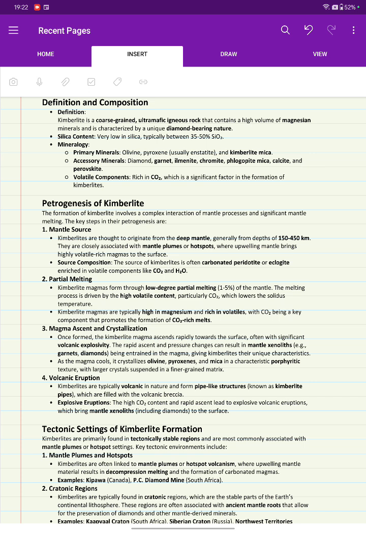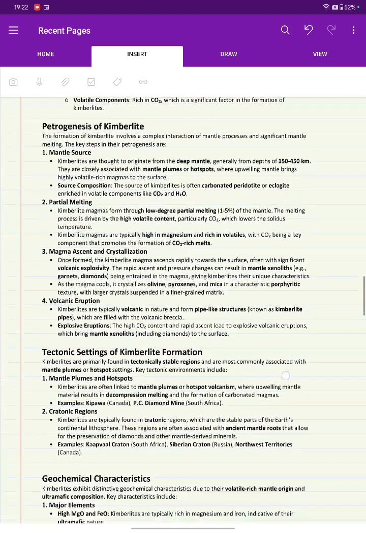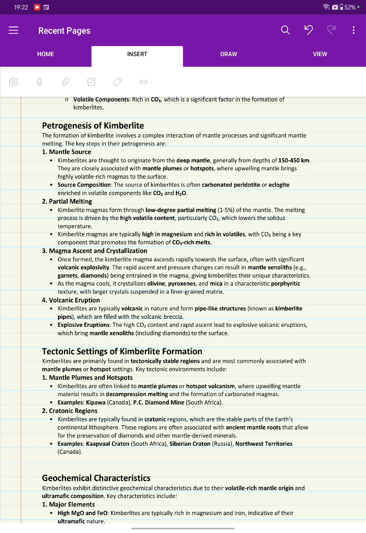Primary minerals are olivine, pyroxene, and kimberlite mica. Accessory minerals are diamond, garnet, ilmenite, chromite, phlogopite, mica, calcite, etc. And petrogenesis of kimberlite: formation of kimberlite involves the complex interaction of mantle processes and significant mantle melting. So mantle source: kimberlites are thought to originate from deep mantle, within the depth of 150 to 450 km, and are associated with mantle plumes and hotspots. The source composition: the source of kimberlite is often carbonated peridotite or eclogite, enriched in volatile components like CO2 and H2O.